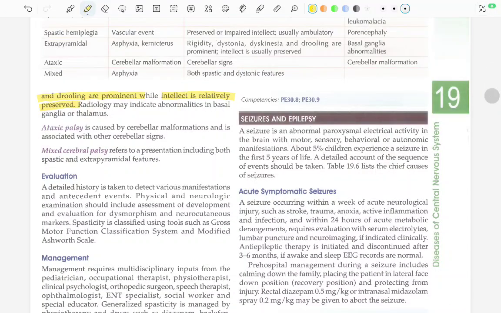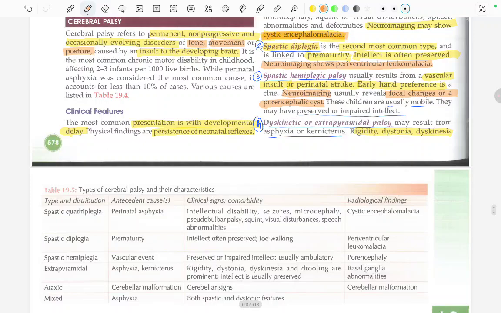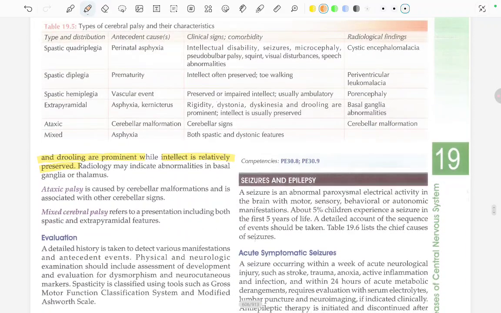And radiology may indicate abnormalities in the basal ganglia or thalamus. Fine. This will be seen in the dyskinetic or the extrapyramidal palsy. On radiology, what will be seen? Abnormalities in the basal ganglia or thalamus.